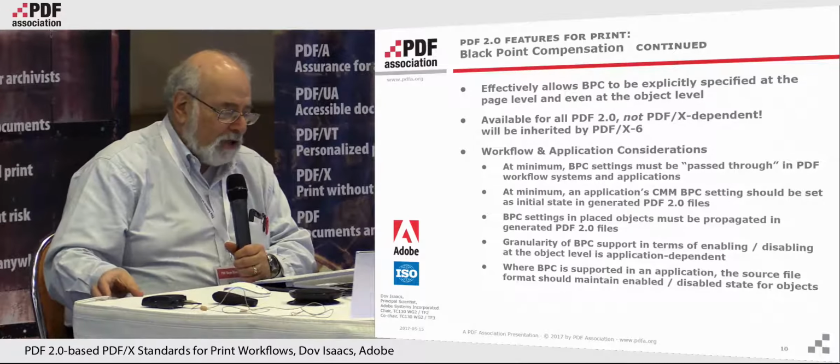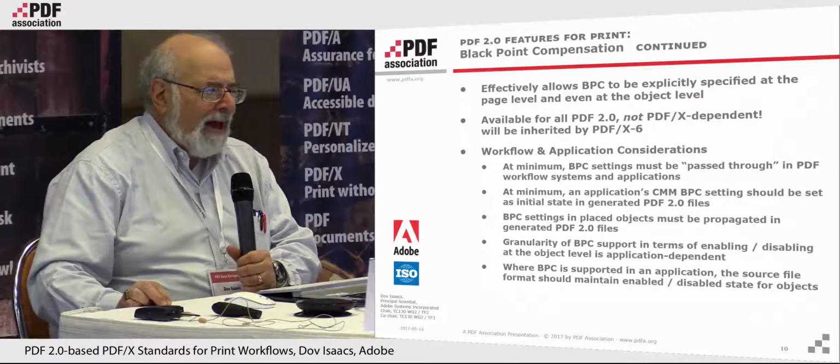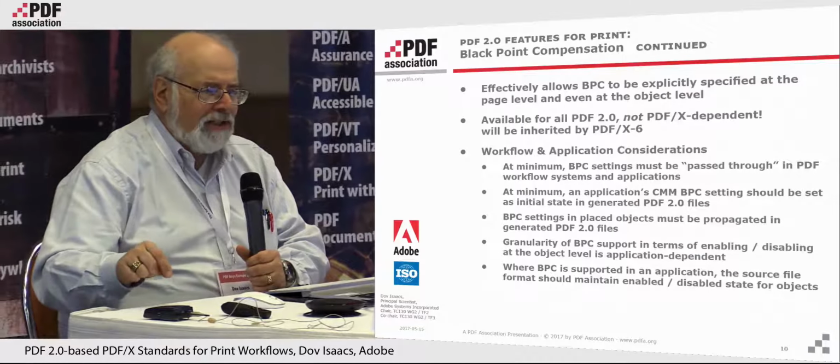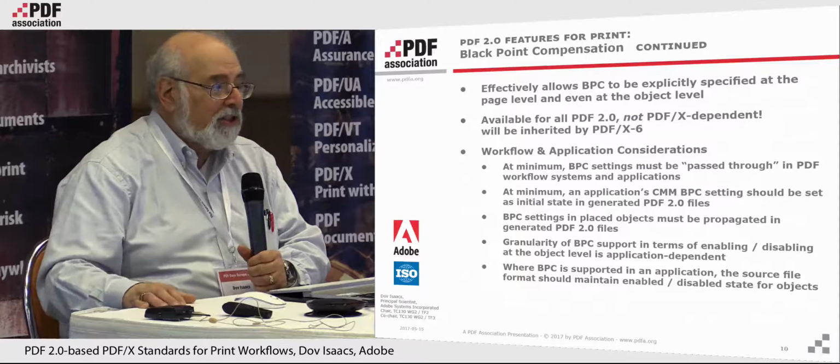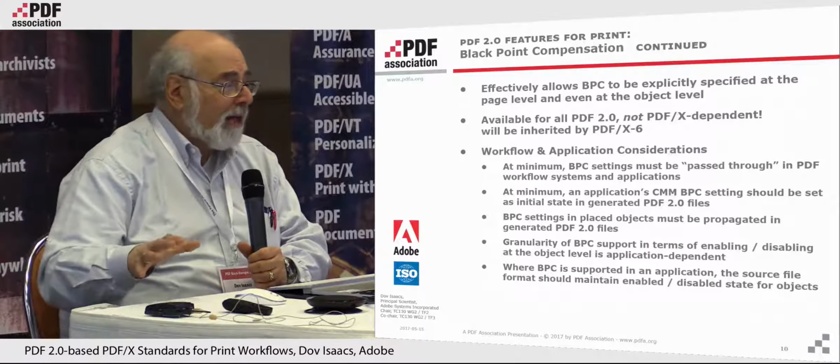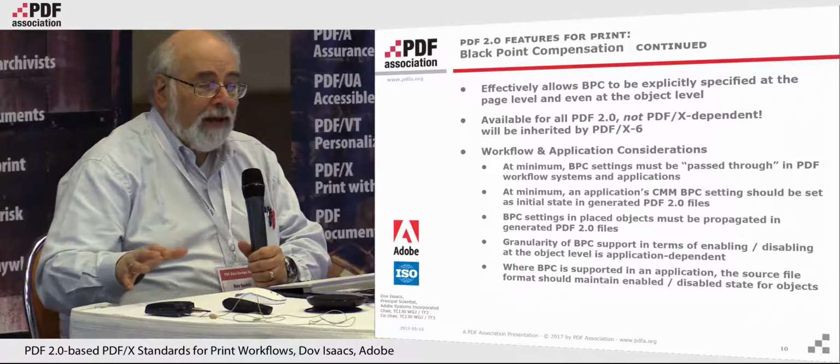Suppose I have a famous layout program. We're not going to mention the program that starts with an I, either one of the two. Do I allow every object to have a status turning black point compensation on or off? Or do I do it at an object level, or do I do it at the page or the artboard level? These are things that you have to figure out for any application that you're doing. And obviously, we have to figure it out as well.